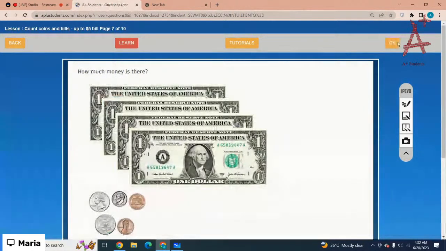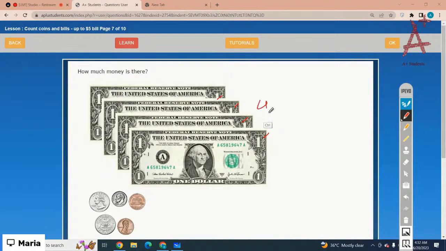Okay, the next one is how much money is there? So you have how many bills? 1, 2, 3, 4. You have 4 bills. Now let's just look at the coins. You have quarters. You have two quarters. You can count them by 25, not by 50. Got it? You have just one dime. You can count a dime by 10, and then you have two pennies, you can count them by 1.